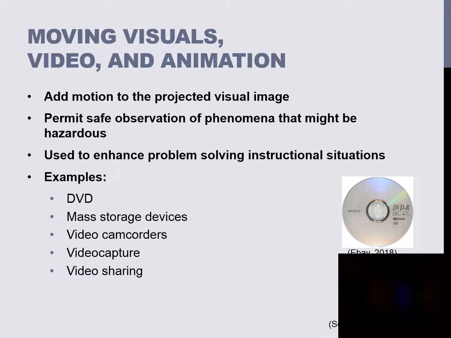So another type of media is moving visuals, or video and animation. This is when you add motion to a projected visual image. Some examples are like a normal movie that you would go and watch. This is helpful because it permits the safe observation of a phenomenon that may be hazardous if you viewed it in a real-life situation. An example of this is like a bomb exploding. You could not go and watch a bomb explode, but you could watch a video of the bomb exploding with no consequences to the learner.